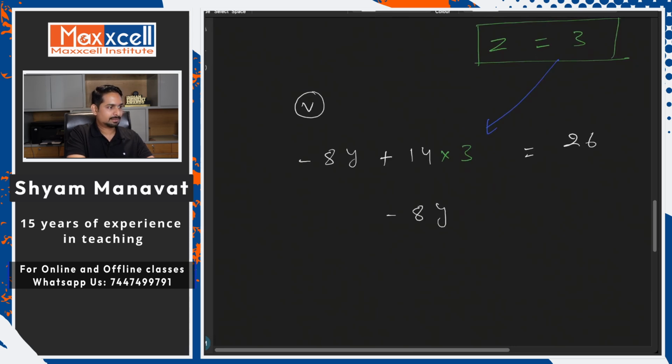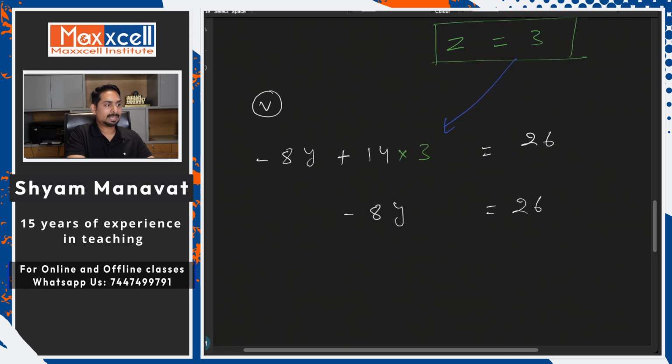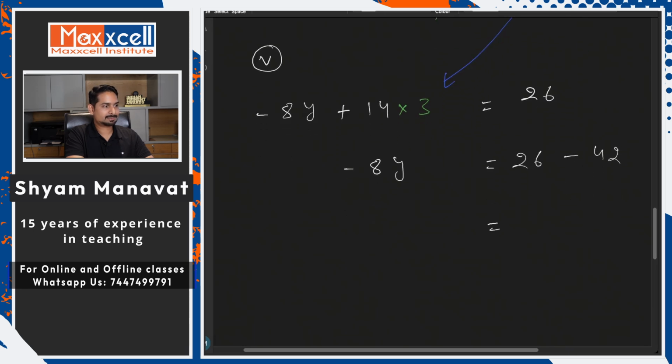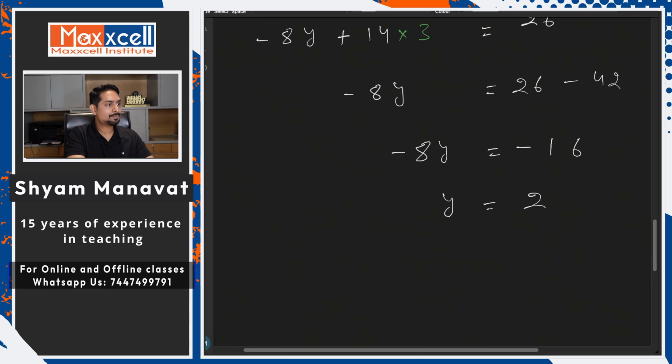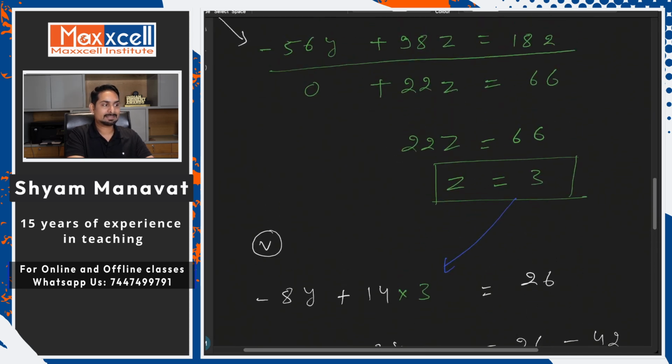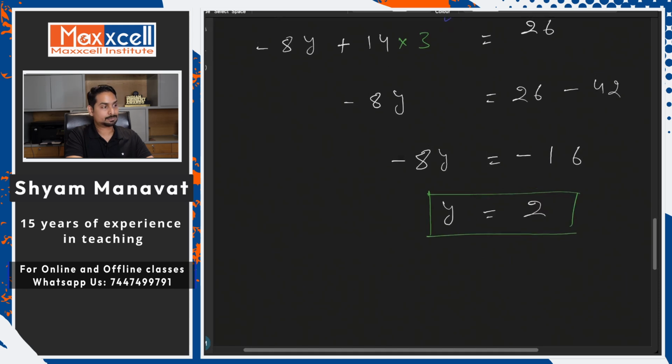Minus 8y equal to 26 minus 14 3s are 42 here. What is the difference? Difference is 16, with negative sign. So minus 8y equal to minus 16. So y is equal to what? You cancel negative sign, y equal to 2. That's how you got the value of y. So you have the value of z, which is 3, you have the value of y, which is 2.